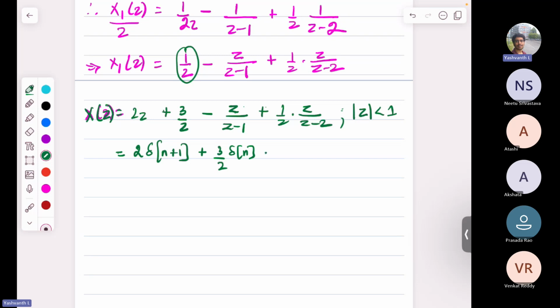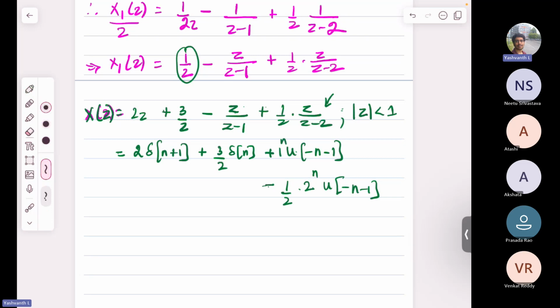Now, for Z by Z minus 1, how should it be? Remember, mod Z less than 1 is the interior part of a circle. Therefore, you should take the left-handed signal. So it is nothing but minus u of minus n minus 1. And for half times Z by Z minus 2, you're supposed to take minus half into 2 power n into u of minus n minus 1, because alpha equal to 2 here. For the first one it ideally should have been 1 power n, but it doesn't matter, 1 power n is just 1 only.